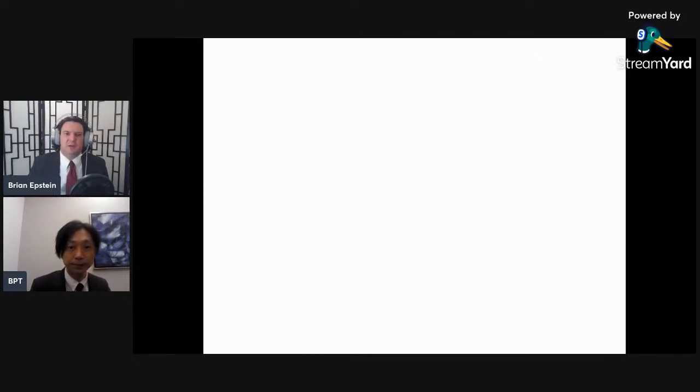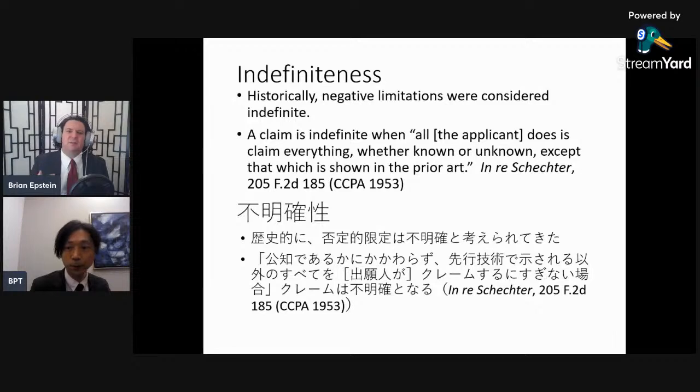Sure. So historically, negative limitations were considered indefinite. This goes back to really old laws in the US, and these were summed up in 1953, about 70 years ago, when they said a claim is indefinite when all the applicant does is claim everything, whether known or unknown, except that which is shown in the prior art. Okay, that was the state of the law back then. And this kind of limitation was considered indefinite as a result.